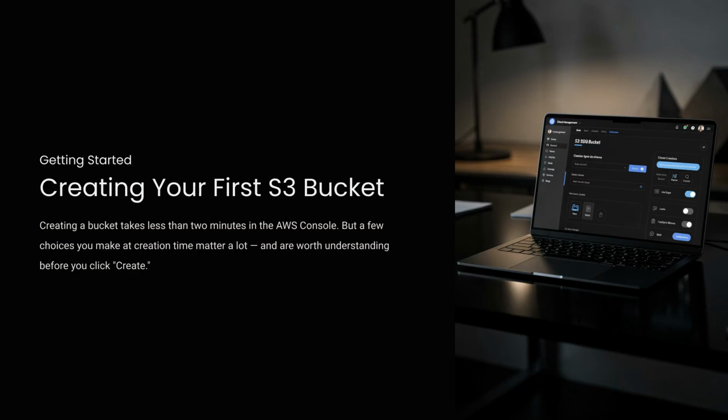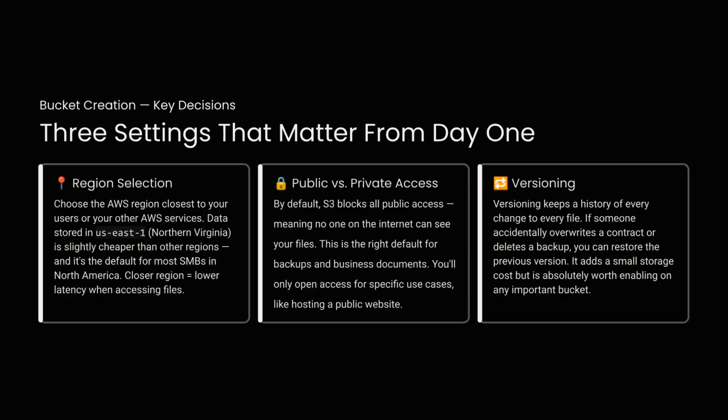Creating your first bucket takes less than 2 minutes in the AWS console, but a few choices made during creation greatly impact cost and security. These are important to understand before you click Create. The 3 key settings are region selection, public versus private access, and versioning. Choose the region closest to your users for lower latency. By default, S3 blocks all public access for security. Enabling versioning is highly recommended for important buckets, allowing restoration of previous file versions.